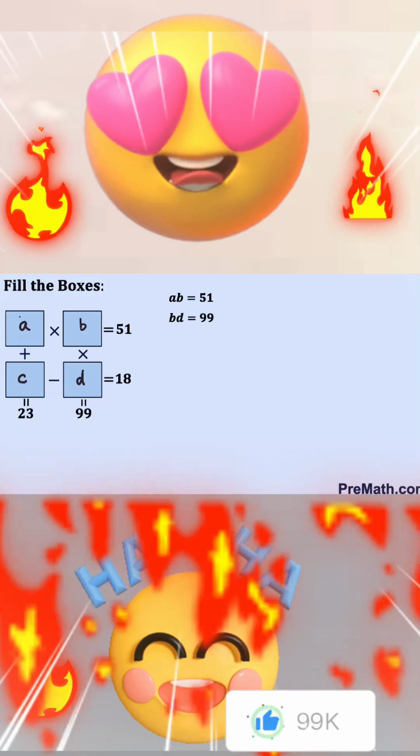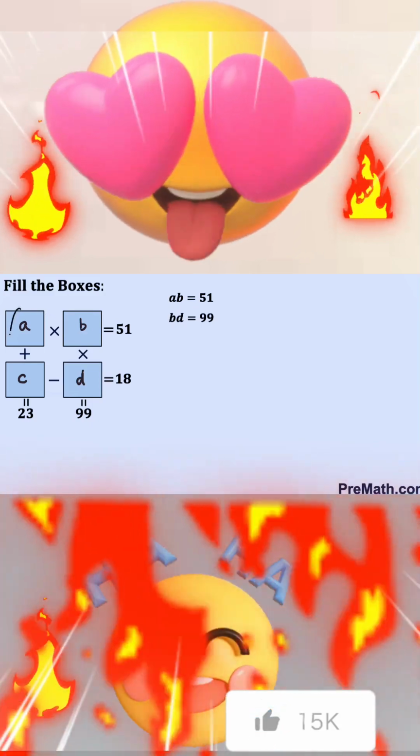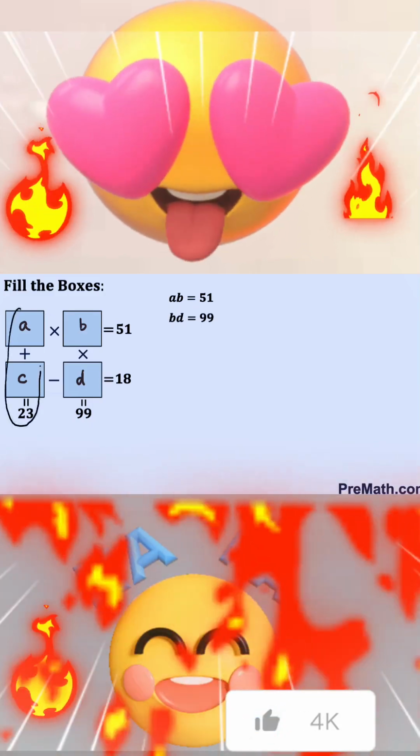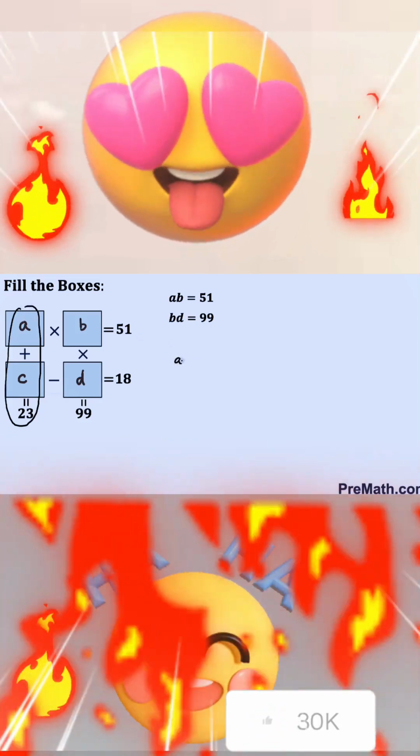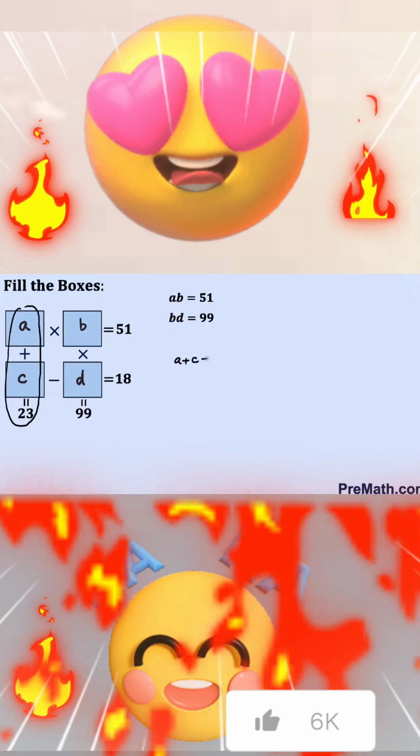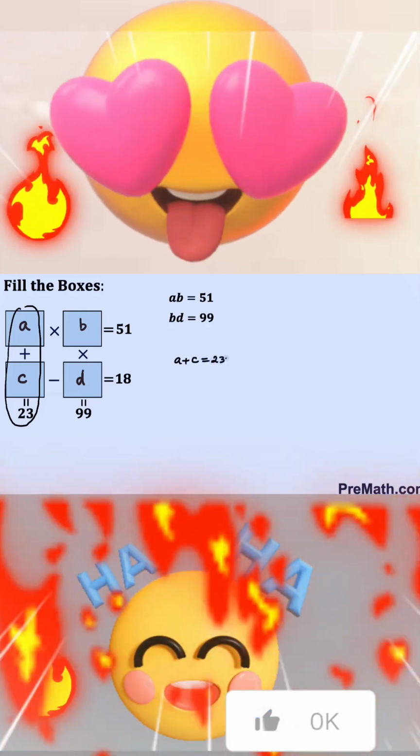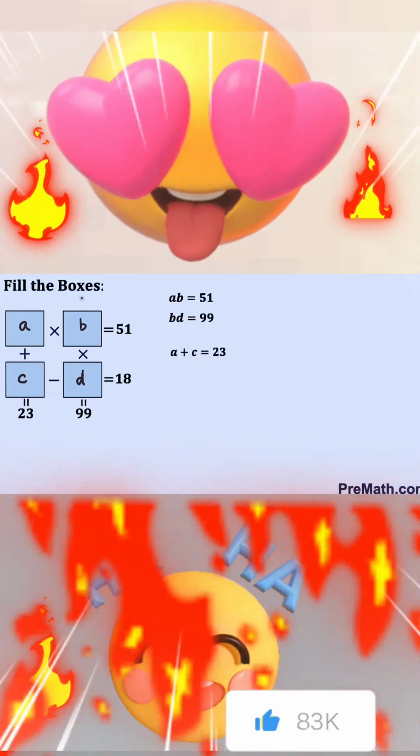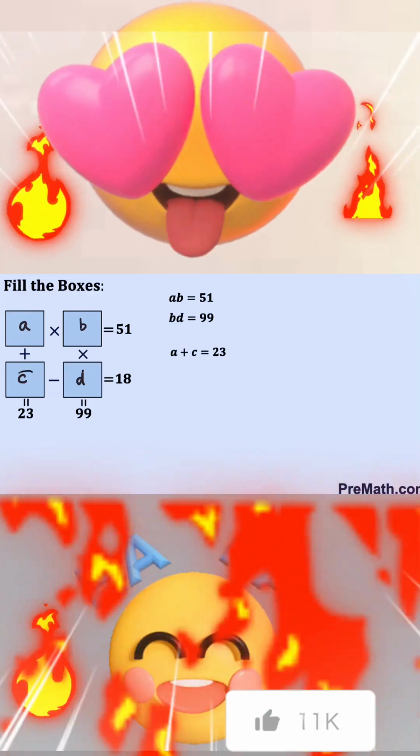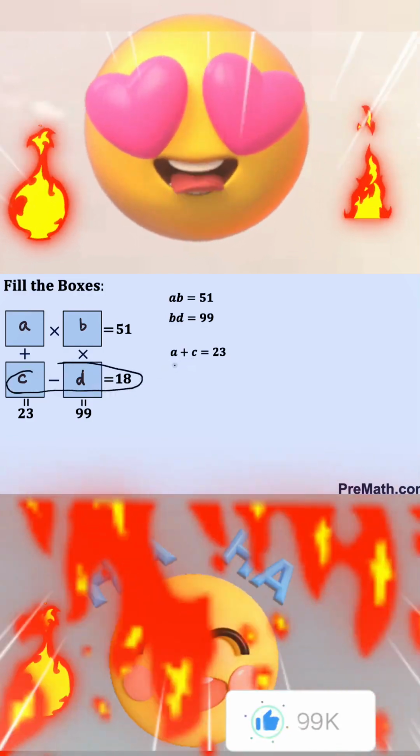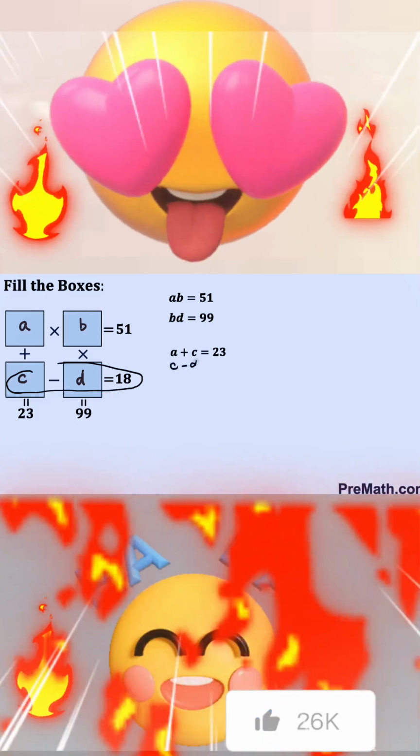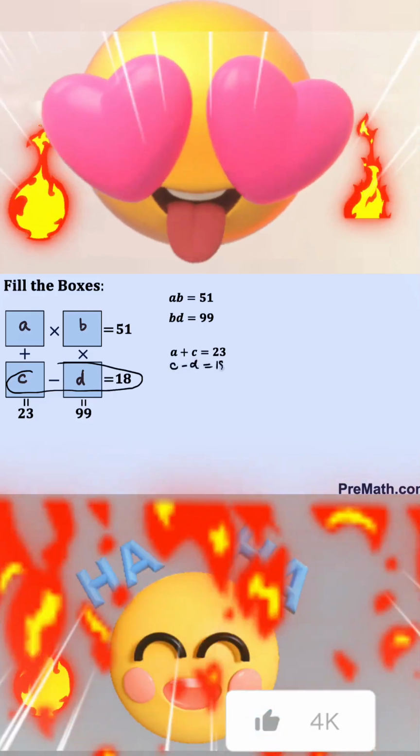99. And now let's focus on these boxes. A plus C equals 23. Write down A plus C equals 23, and finally this C minus D is going to be 18. Let me go and write down C minus D equals 18.